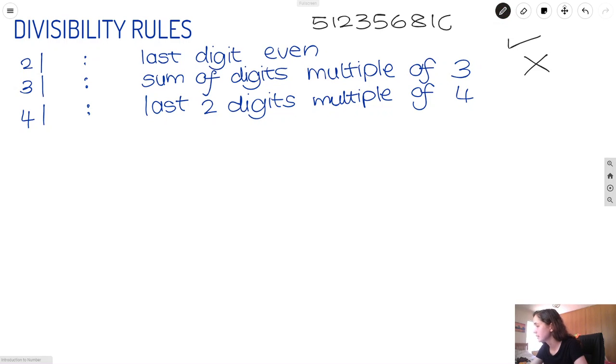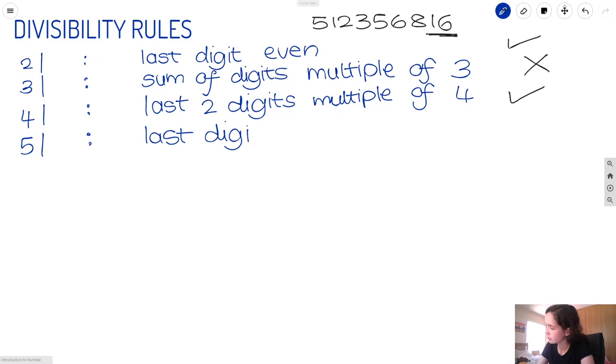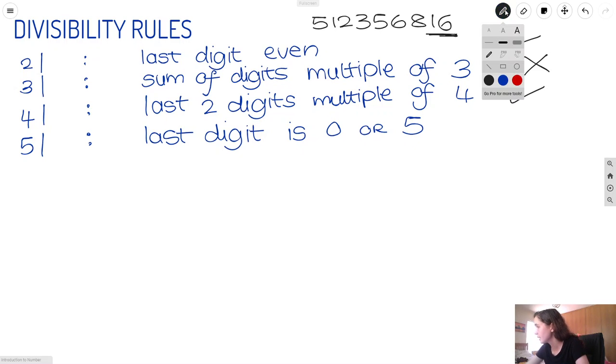For 4, looking at the last 2 digits, they must be a multiple of 4. So only looking at the 16, 16 is a multiple of 4, so this number would be divisible by 4. For 5, the last digit is 0 or 5. Looking at this number, the last digit is 6. It is not 0 or 5, so this would not count.